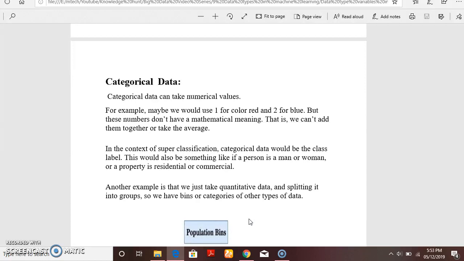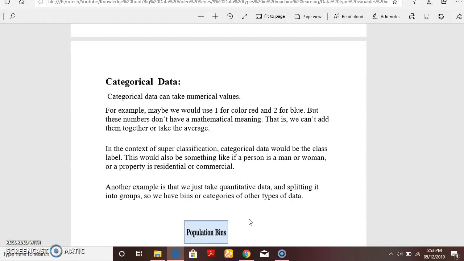Consider we have balloons. We have four types of balloons: red, yellow, pink, and blue. While representing the data, if you use numbers, 1 for red, 2 for blue, 3 for pink, and 4 for yellow, it is still not numerical data. The data is represented in the form of numbers, but it is categorical data, because it is based on the colors of the balloons. We can tell it as quantitative data and splitting it into groups.